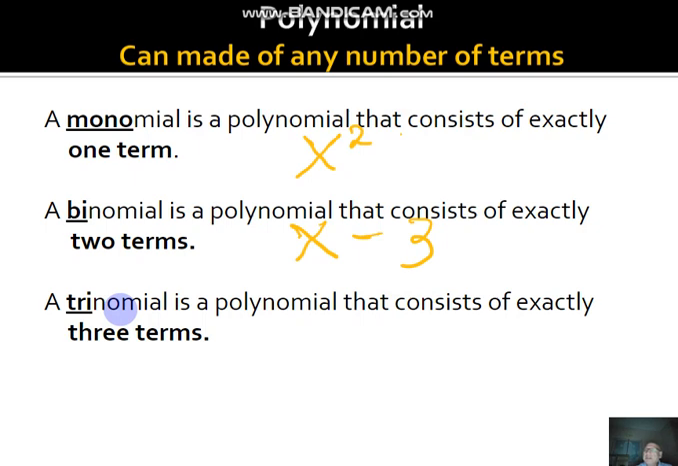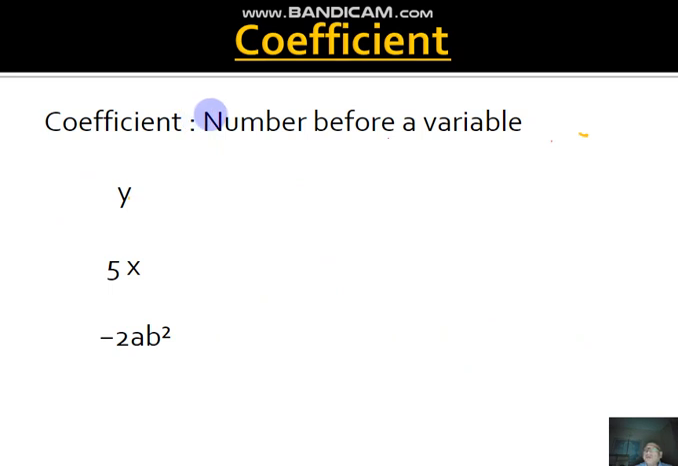A trinomial is a polynomial that consists of 3 terms. X squared, for example, is one term, plus 5x, plus 6. This is a trinomial, 3 terms. A coefficient is the number before a variable or a term.